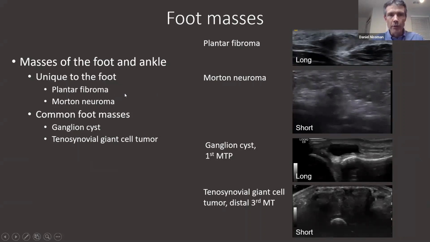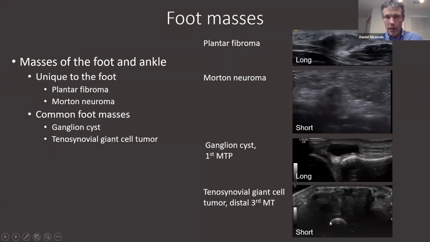Okay, unique to the foot: plantar fibroma and Morton neuroma. Here's an example of a plantar fibroma centered in the plantar fascia. Here's a Morton neuroma. We're going to see a lot more of that. Metatarsal heads here. We're also going to mention the ganglion cyst, which is the most common mass-like lesion of the hands and feet. Here's one dorsal to the first MTP.